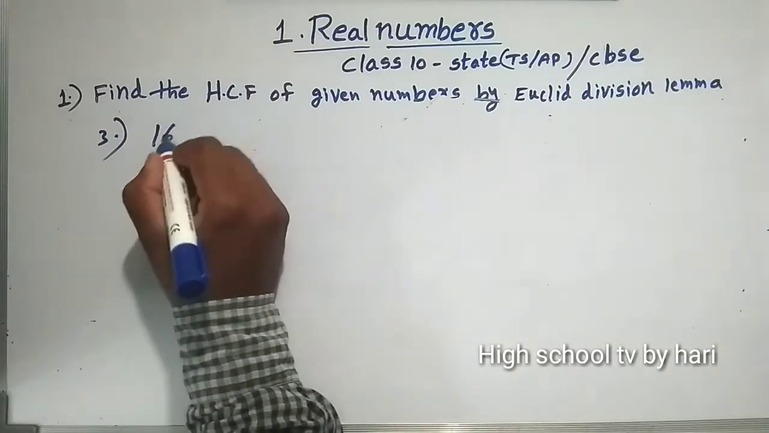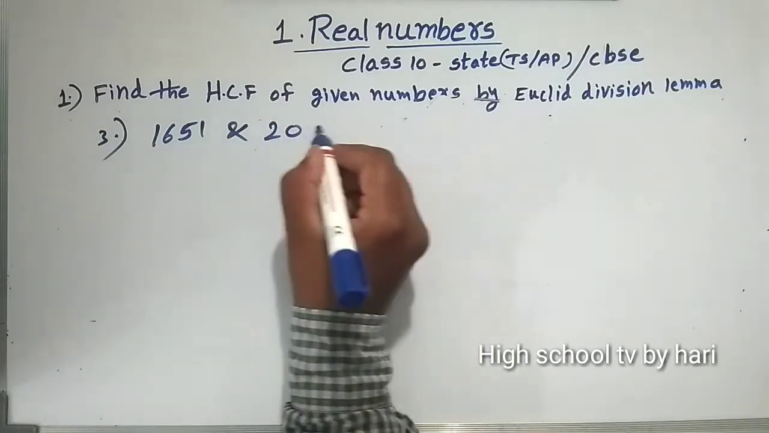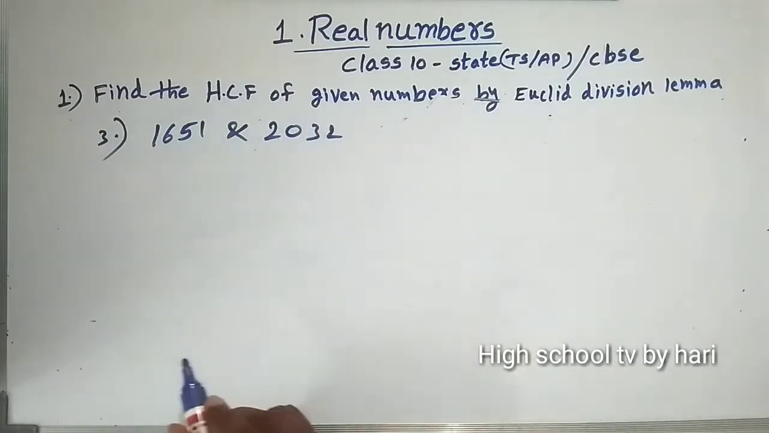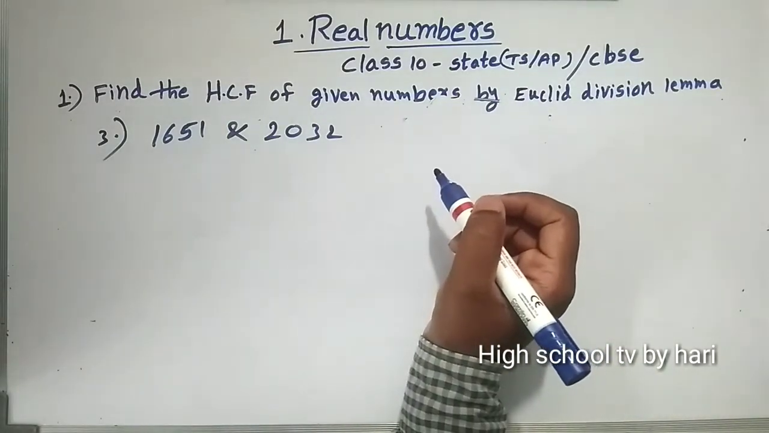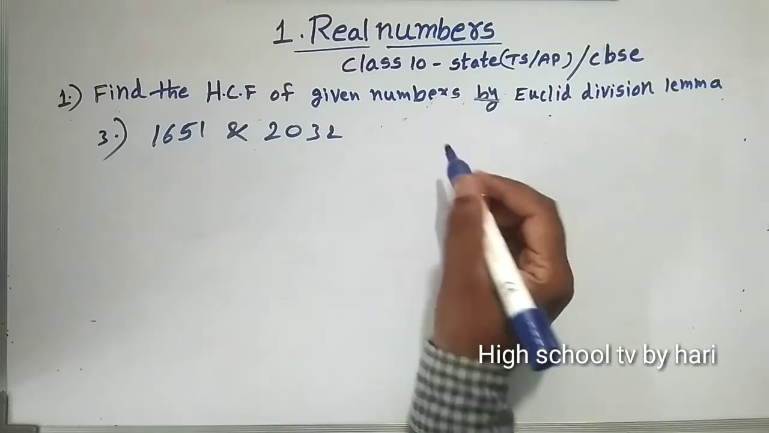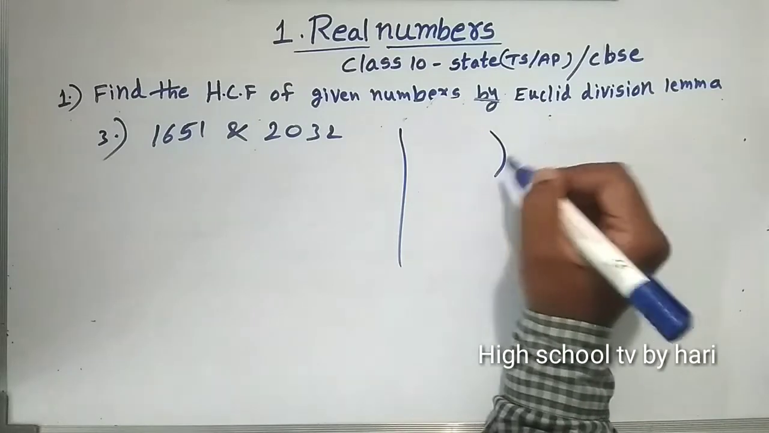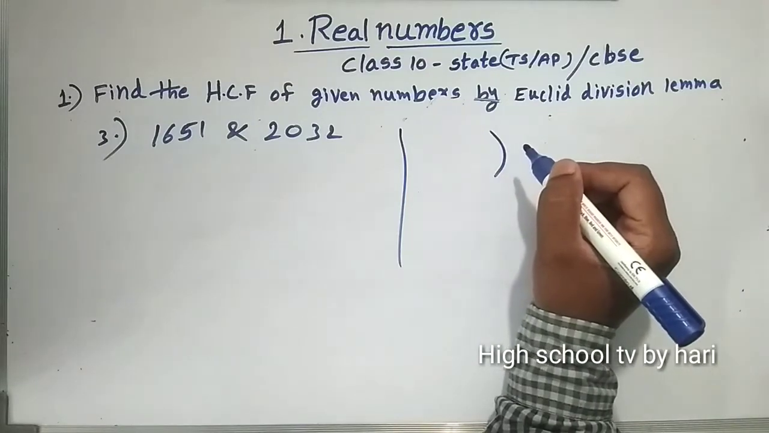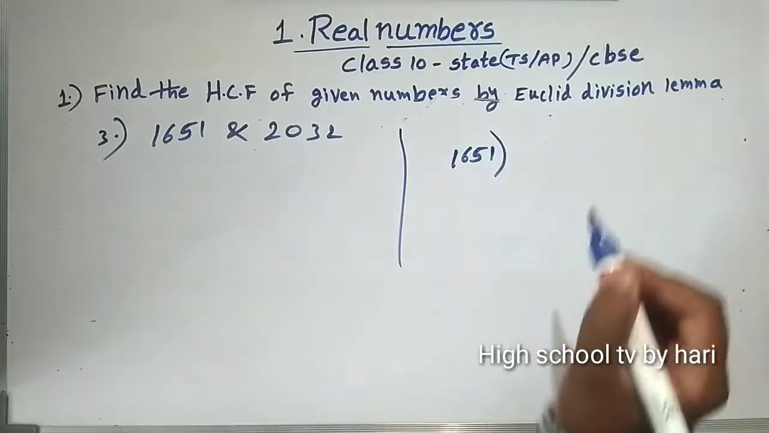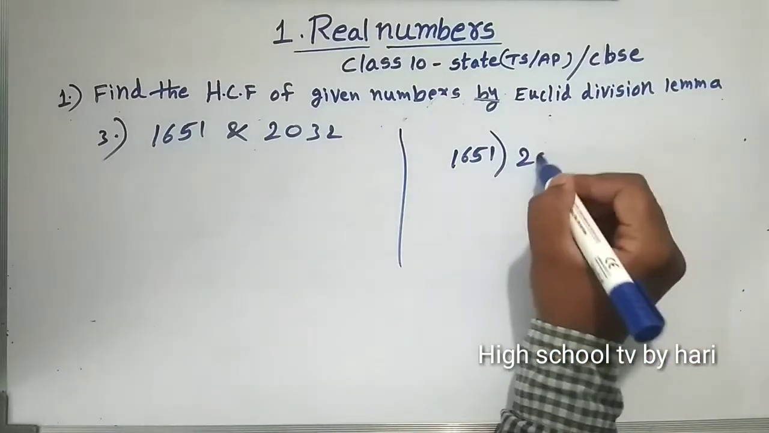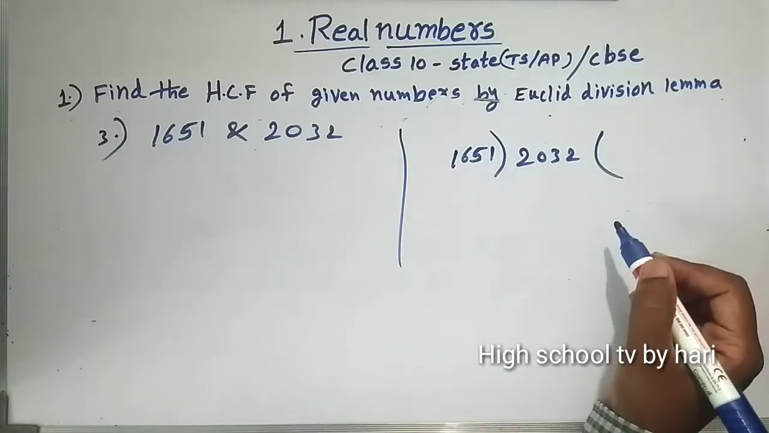Third question is 1651 and 2032. Find the HCF of two numbers by using Euclid division lemma. So first find the HCF by long division method. In the long division method, always do the division with the smaller. What is the smaller? 1651 is the smaller number. Write the dividend as 2032. Now do the division.